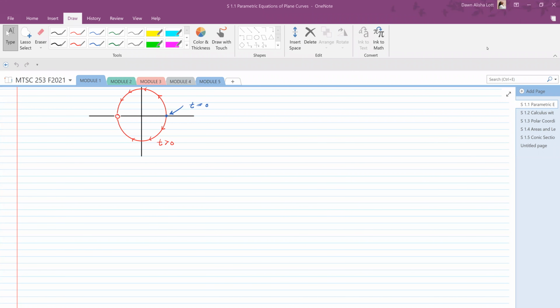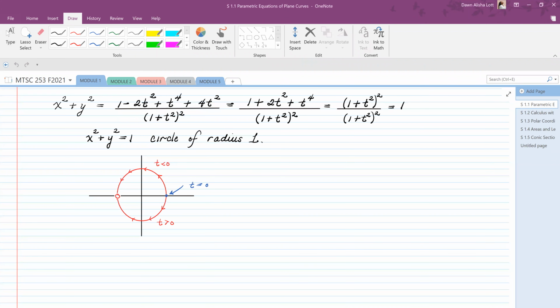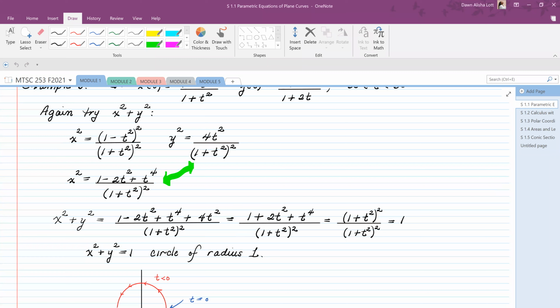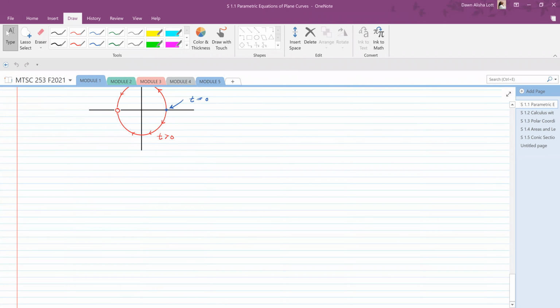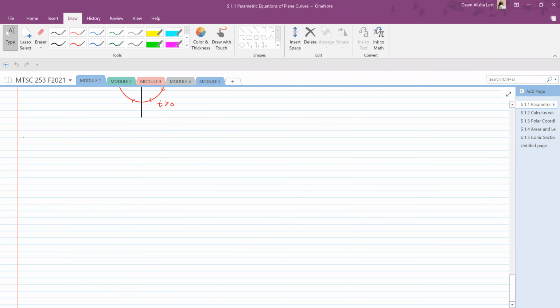Okay, so we were looking at different ways to parameterize things. And so here's another one I wanted to give you. So here's another example. I think that last one I called an example. Yes, I did. That was example 5. Okay, so we're going to start with example 6.